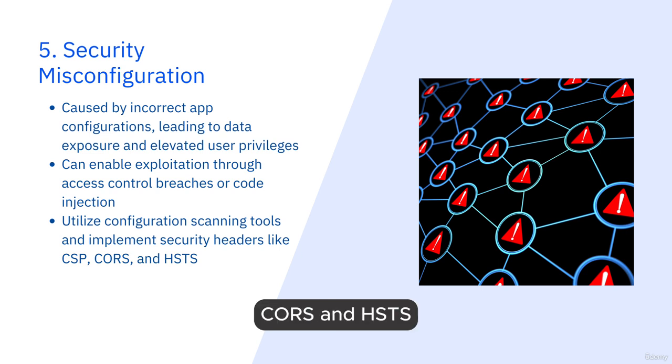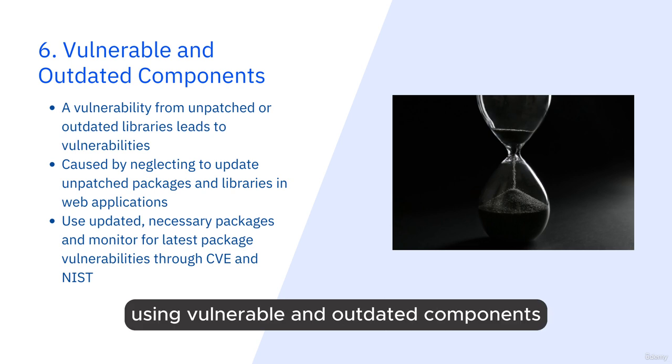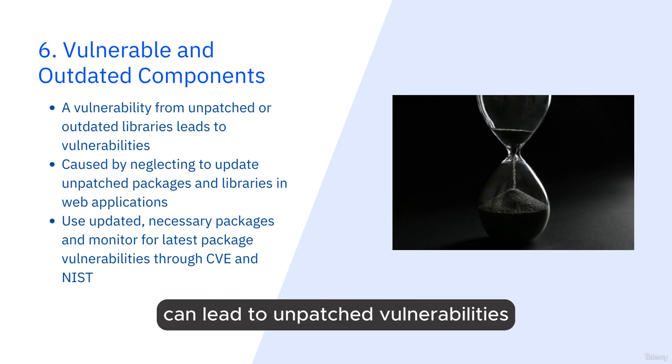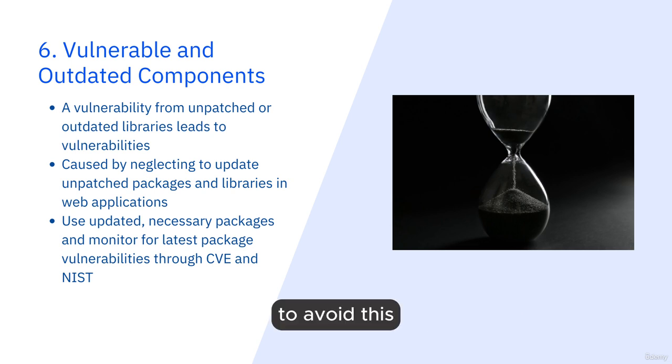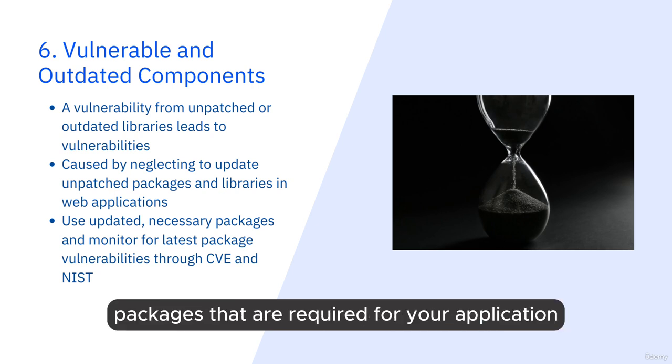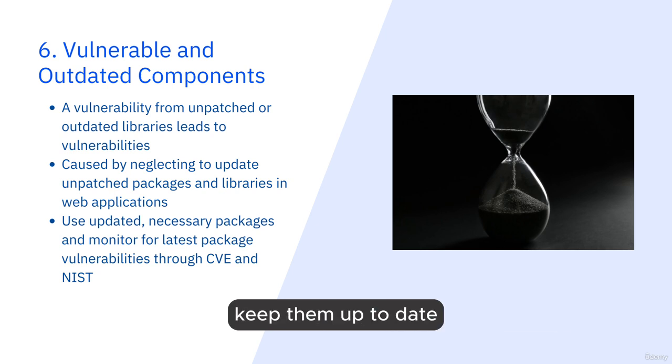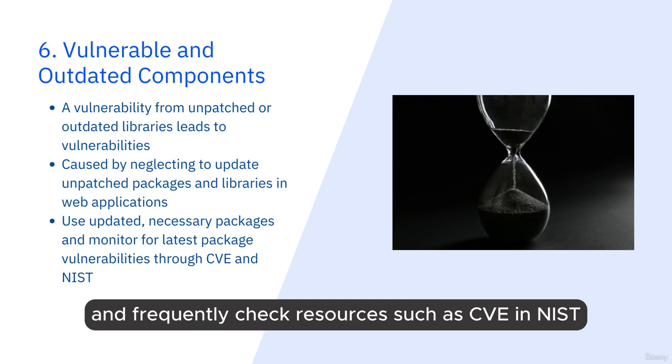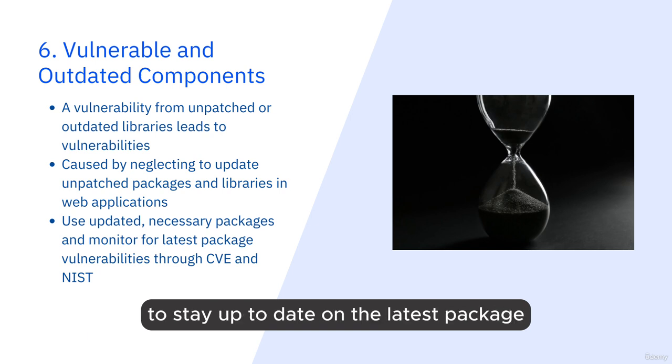CORS, and HSTS. Ranking sixth, using vulnerable and outdated components can lead to unpatched vulnerabilities in a web application. To avoid this, use widely recognized packages that are required for your application, keep them up to date, and frequently check resources such as CVE and NIST to stay up to date on the latest package vulnerabilities.